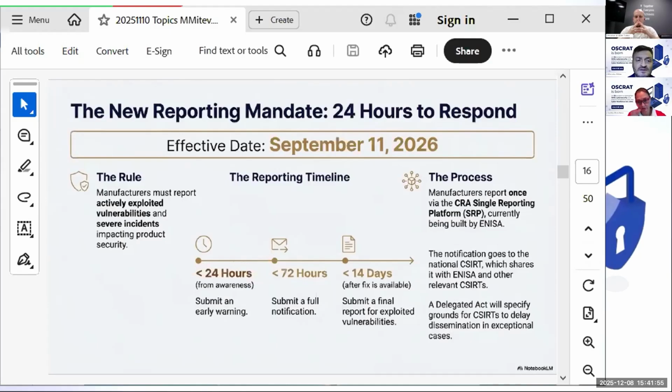The reporting will happen through the Cyber Resilience Act single reporting platform created by ENISA. The notification will go to the national CSIRT, which will share it with ENISA and other CSIRTs. A delegated act will describe special cases when CSIRTs can delay the information. This reporting requirement is one of the most important operational duties under the Cyber Resilience Act.